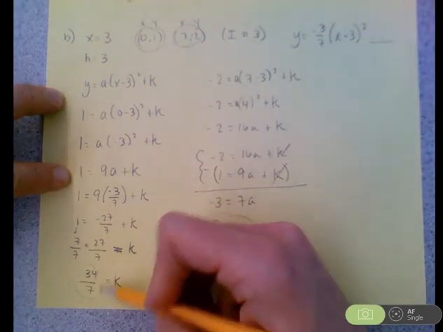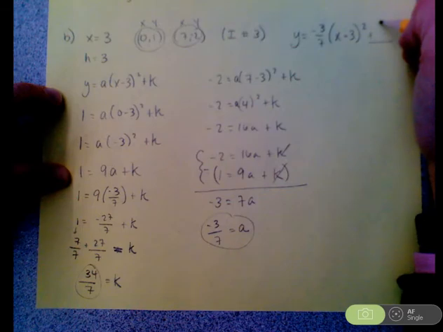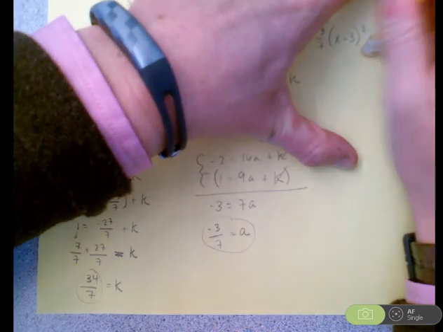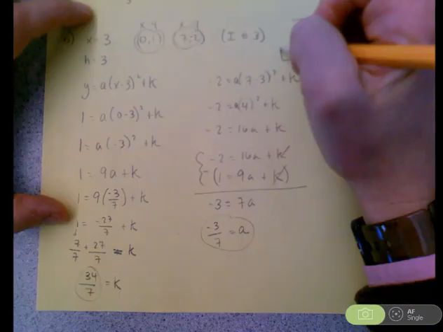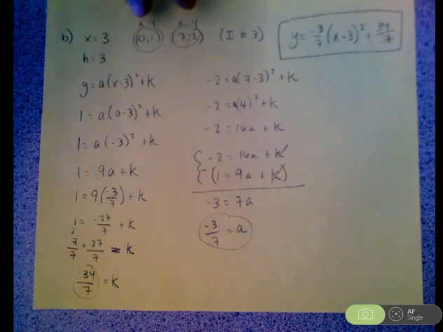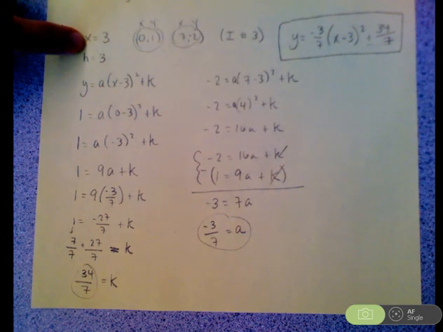So this 34/7 is going to go up here. So plus 34/7. And now I have vertex form. All right, and this one was from 2 points and the axis of symmetry.